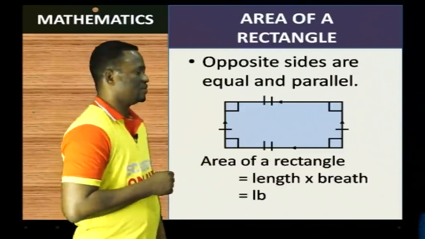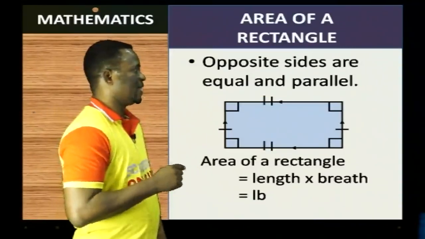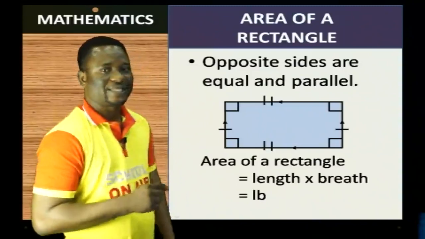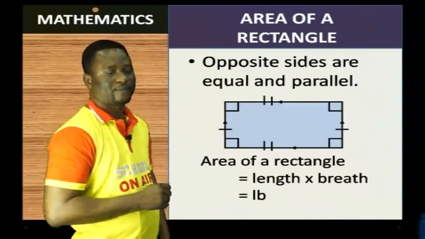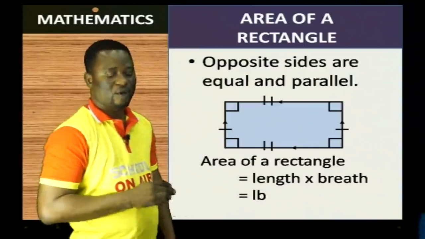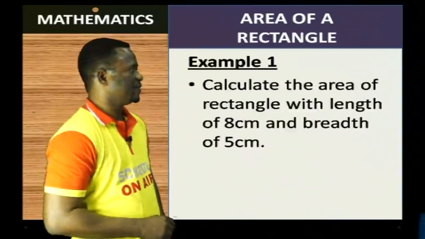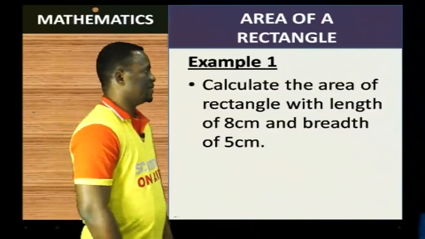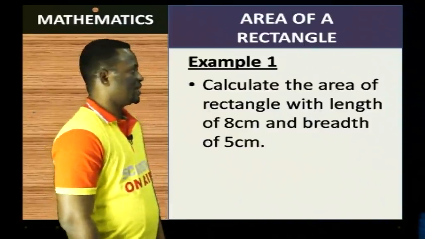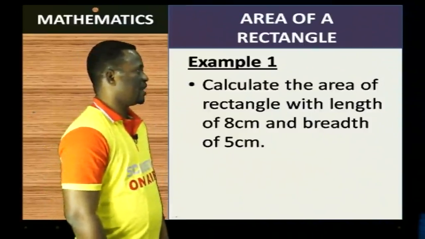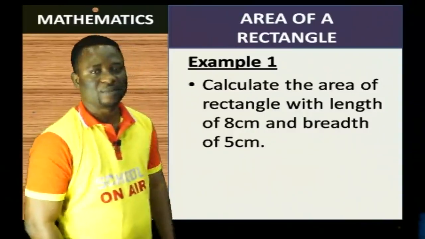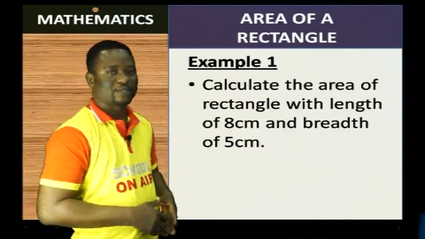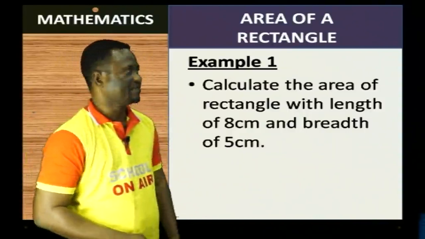The area of a rectangle is given by length times breadth, which is written as LB, that is length times breadth. That is the formula for the area of a rectangle. Let's use this example to illustrate the calculation of the area of a rectangle. The question says, calculate the area of a rectangle with length of 8 centimeter and breadth of 5 centimeter. We are going to apply the formula that we have been given, length times breadth, to get the answer.